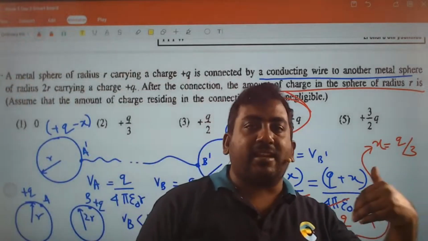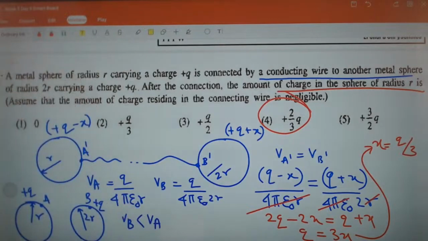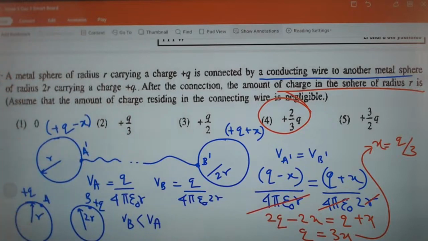Charges travel from high potential to low potential until the potentials are equal. By equating the potentials at the end, we can find the charge that moved. Right.